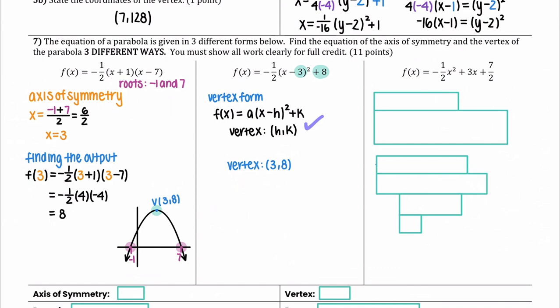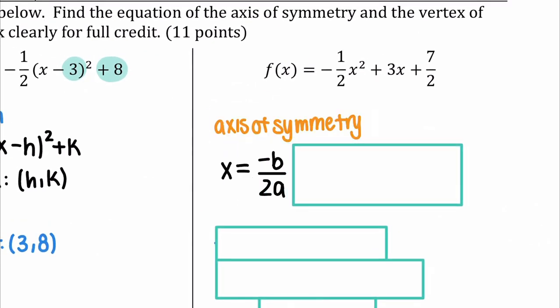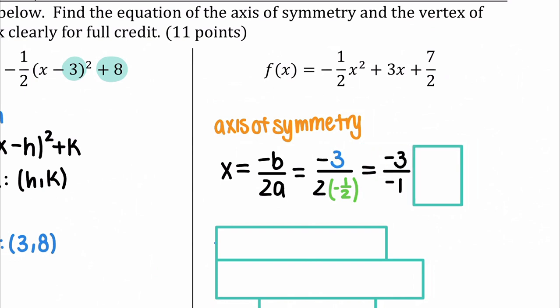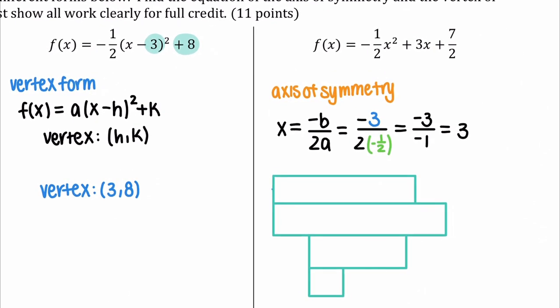So we've done it using the average of the roots, we've done it using the vertex form, and now let's do it by using our axis of symmetry formula, otherwise known as x equals -b over 2a. In this case, b is +3 and a is -½. So we have -3 divided by 2 times -½, or in other words, -3 over -1, which is just +3. Exactly what we were expecting, because we already know the vertex from the first two parts.